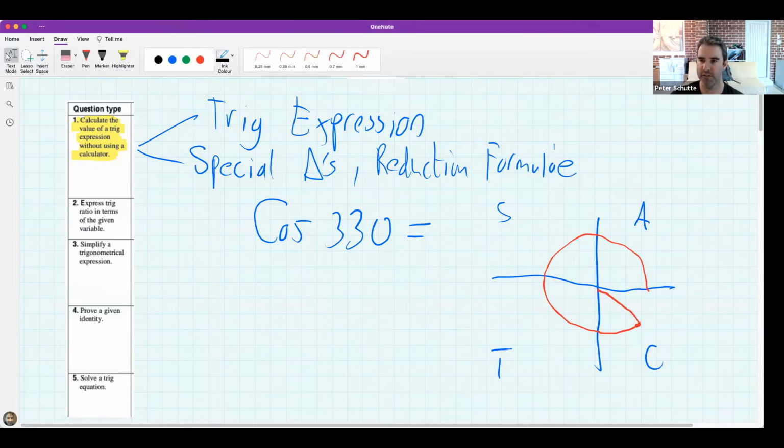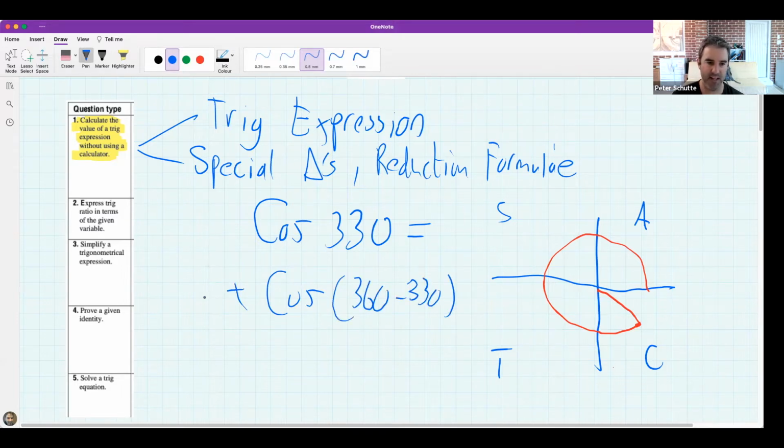Okay, let's go to Nalotando. Nalotando, what do you think we have to do here? Hi, sir. Okay, so using the CAST diagram, you're going to determine in which quadrant the 330 is, which is going to be the 4th quadrant, which is 360 minus theta. And then from the CAST diagram, we know that cos is positive in that quadrant. So you're going to say 360 minus 330, which is going to give you 30 degrees. That is the acute angle. You are winning at life. So basically, you get positive cos 30. That's fantastic. Thank you, Nalotando.